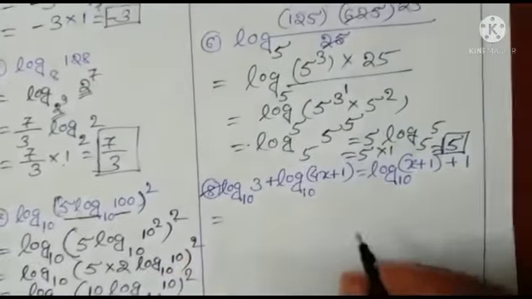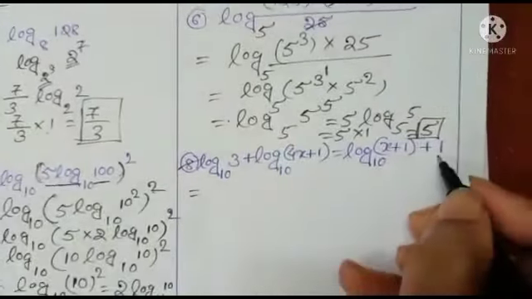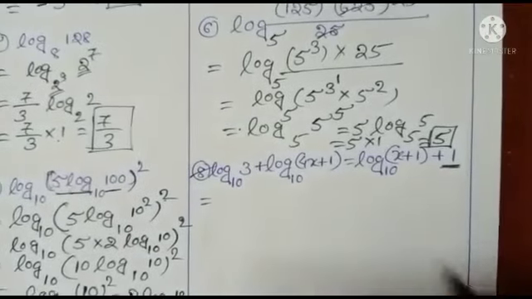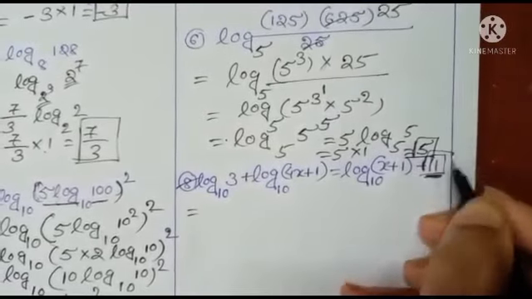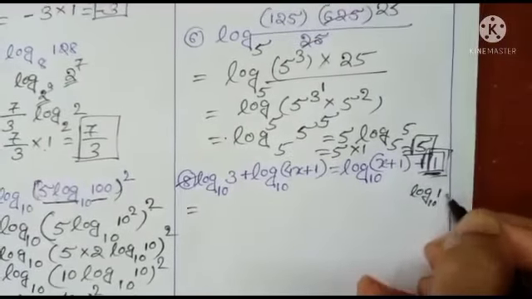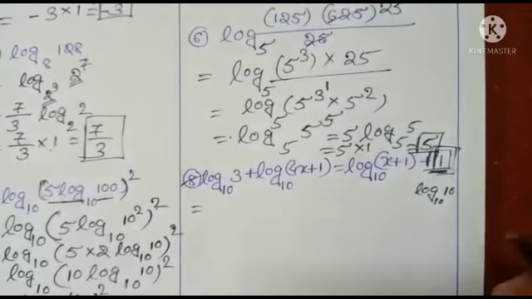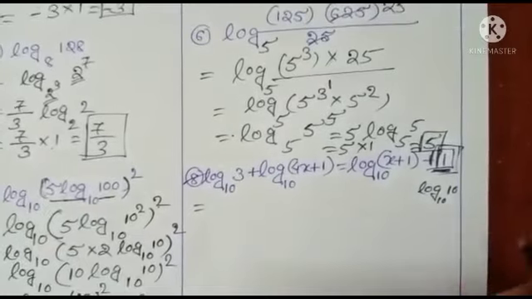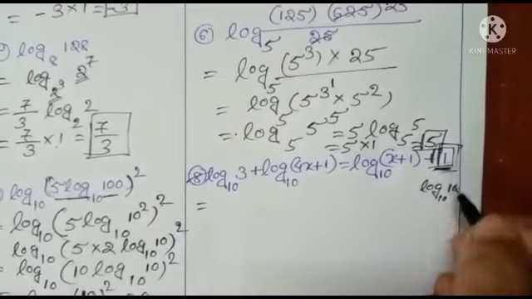Next question, it somehow changed from the other questions. Here one value is 1. Whenever the value is 1, this means log base 10. Whenever the base is not given, we always write it as log base 10. So it's 1, so log base 10 of 10 means 1.